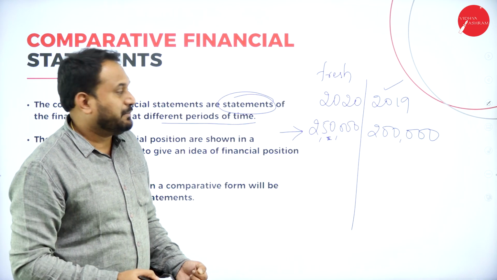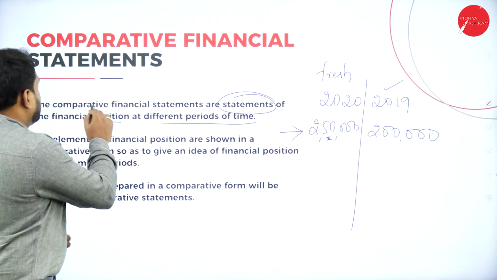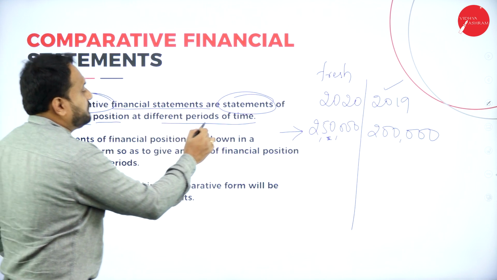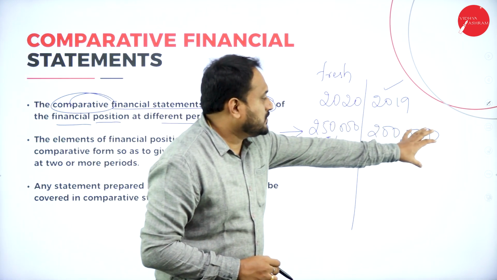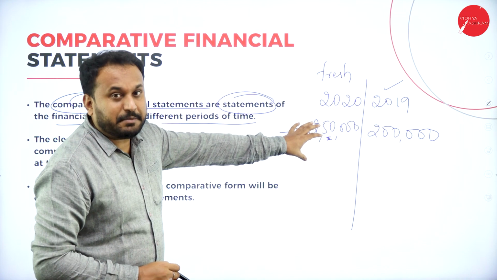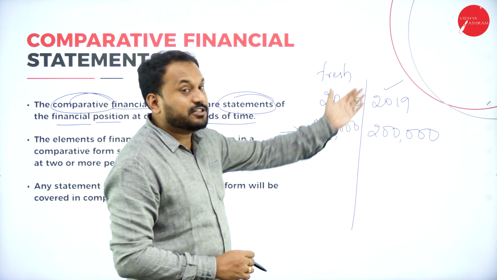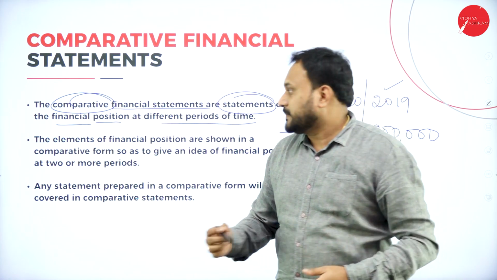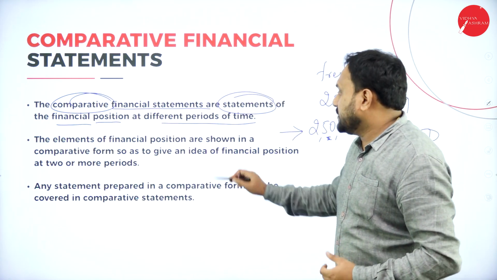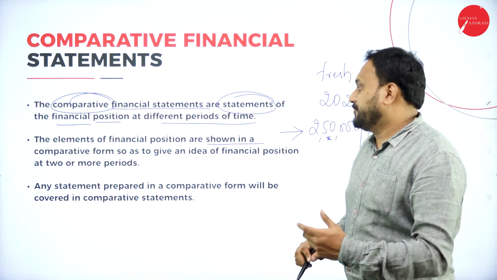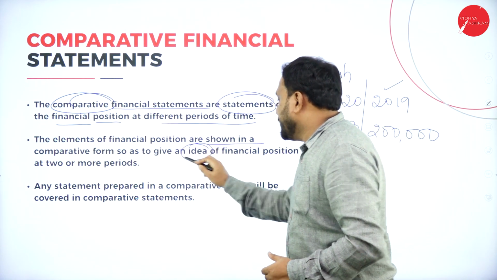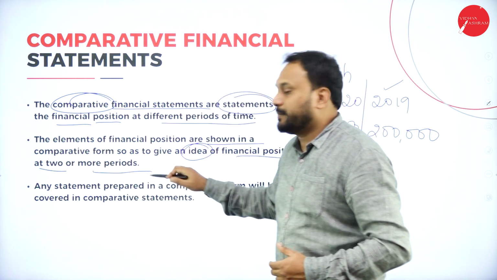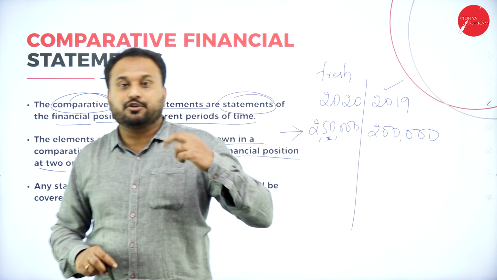Now, comparative statement, what I'll do is very simple. Comparative financial statements are statements of financial position at different periods of time. Now, in 2019 I had 2,00,000. Now I have 2,50,000. That means what? What is the comparison here? 50,000 is more than 2019. That is what comparative statements are. The elements of financial position are shown in a comparative form, to give an idea of financial position at 2 or more periods. How many? 2 or more periods. Now I have taken only 2 years here.